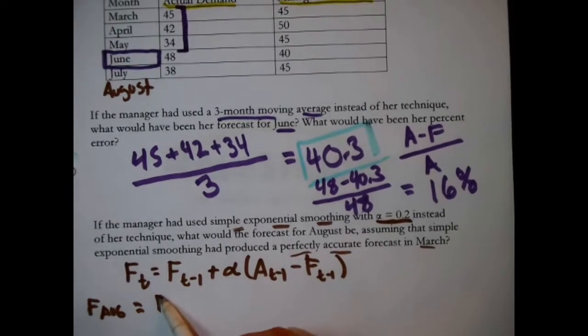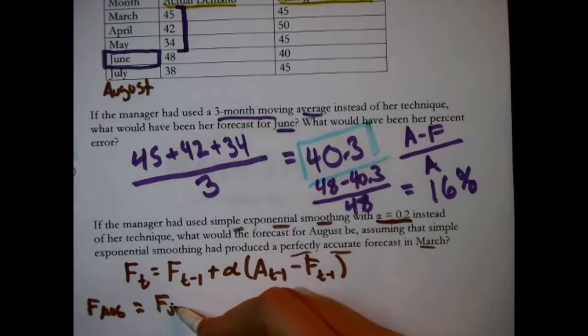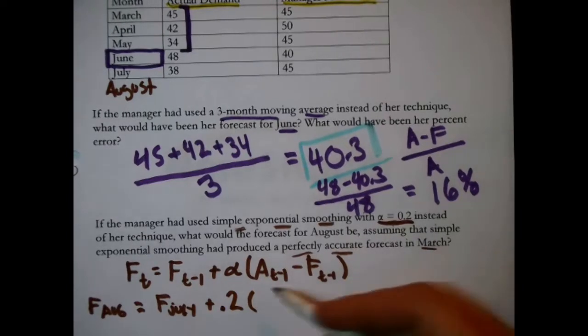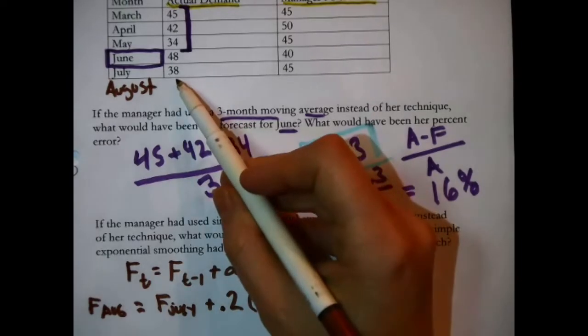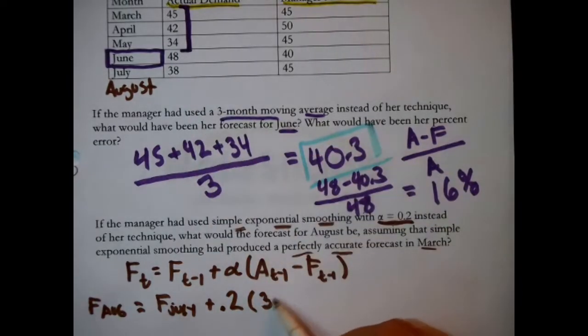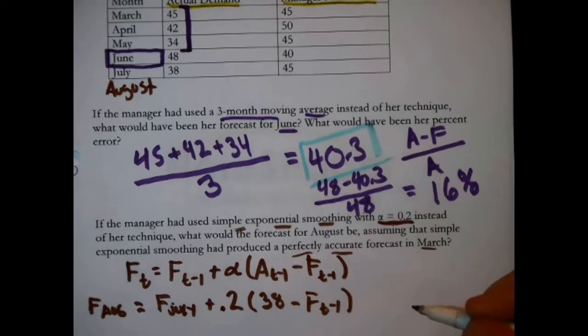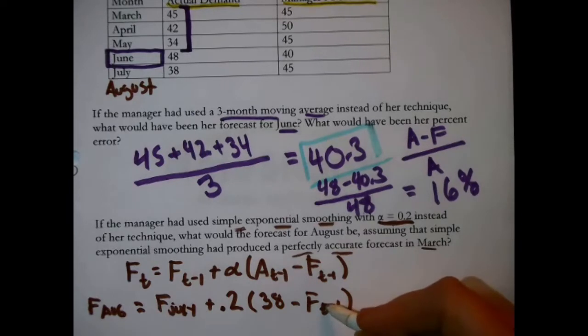Okay, now that means that in order to calculate that, you need the forecast for July plus 0.2. That's the number we're supposed to use. Times, now the actual from July we have, right? That's what, 38? Minus the forecast for July. Oh, all right. So forecast for, I wrote T minus 1, but I mean July. Same thing here.